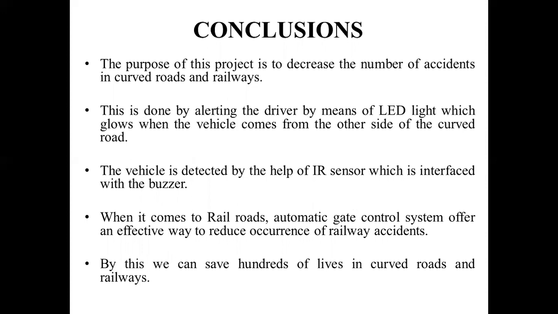And coming to the conclusion, the purpose of this project is to decrease the number of accidents on curved roads and railways. This is done by alerting the driver by means of an LED light which glows when a vehicle comes from the other side of the curved road. The vehicle is detected with the help of an IR sensor which is interfaced with a buzzer. When it comes to railroads, an automatic gate control system offers an effective way to reduce the occurrence of railway accidents. By this, we can save hundreds of lives on curved roads and railways.